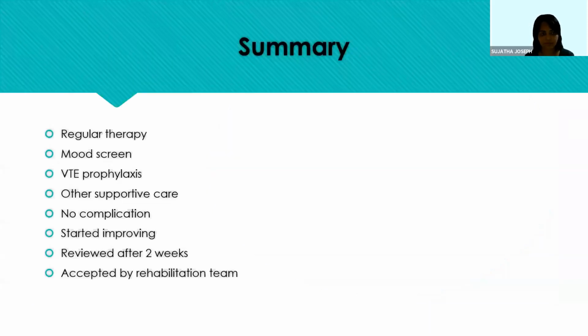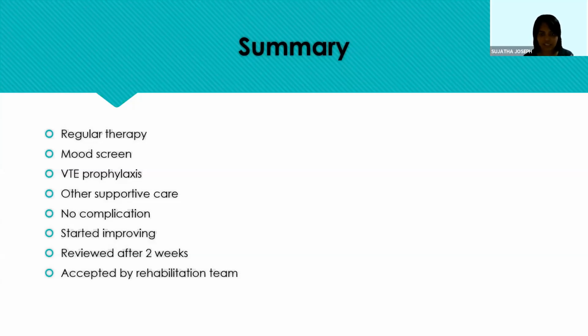So what happened? For 1 to 2 weeks, the regular therapy was given. Everybody was actively working with him. Patient was screened for depression. VT prophylaxis he was on. Other supportive care, blood pressure management, and prevention of complication was carried out. Patient slowly started improving. Everybody together reviewed him after 2 weeks, and rehab accepted him for intensive rehabilitation program.